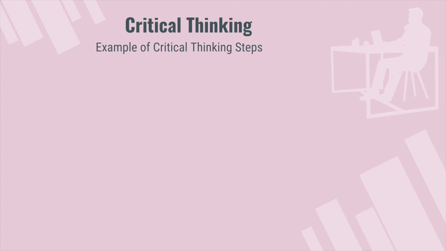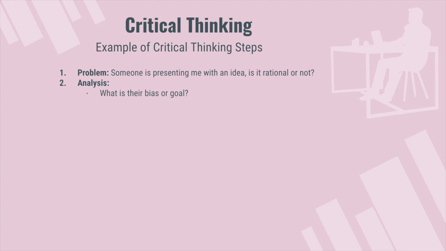Here's some examples of critical thinking steps. You could identify the problem, right? Someone is presenting me with an idea. Is it rational or not? And then we have some analysis. What is their bias or goal? What are they trying to get me to do?